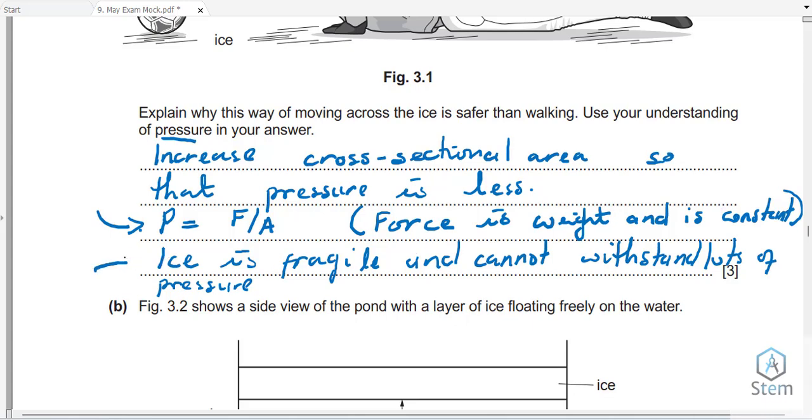This is to protect the ice, which is fragile and cannot withstand the pressure. There's no need for us to protect the ground which we walk on every day because it's strong enough to withstand the pressure. If the ice breaks, this person will sink into the water beneath the ice. So for the safety of this guy, they have to crawl.